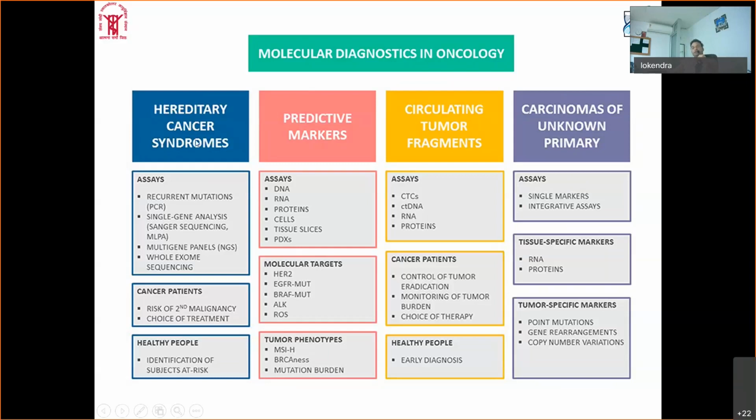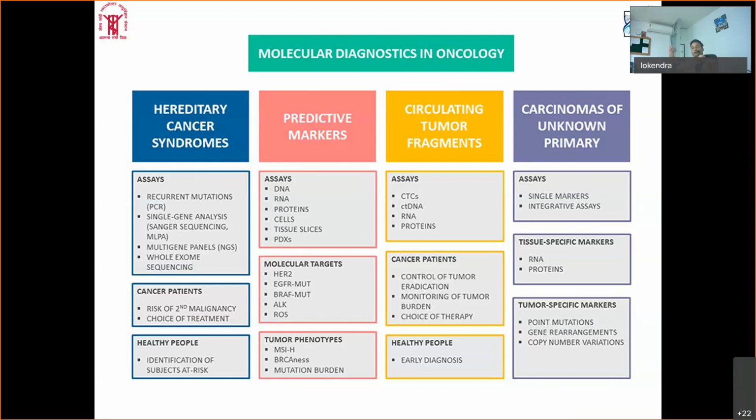Hereditary cancers or syndromes can be detected by using various molecular techniques, and those assays are recurrent mutations by using PCR, single gene analysis, and multi-gene panels. In case of oncology, molecular diagnostics plays a very important role, not only in diagnosing the cancer, but also in deciding the therapies, and also for screening purposes.